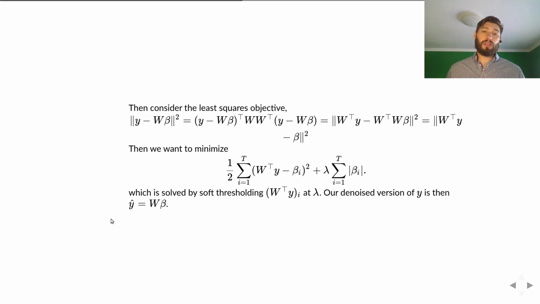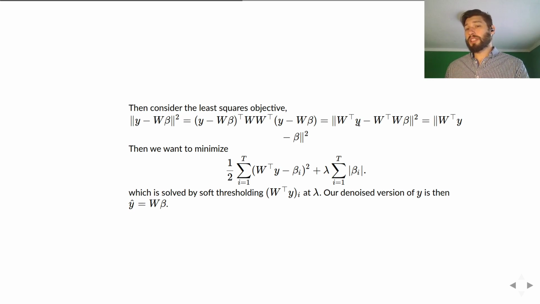So the reason why orthonormal design is nice is that if we look at the square error loss term, we can write it as the 2-norm of y minus W beta, squared, which is equal to the inner product of y minus W beta with y minus W beta, but we could just throw in this W transpose in here because it's the identity.